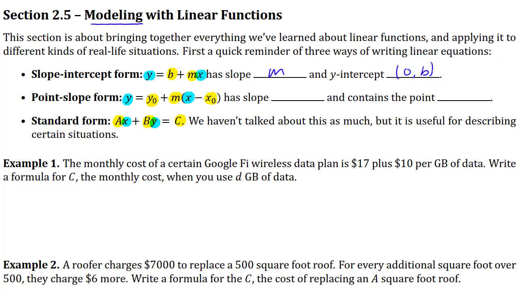With point-slope form, the slope is m, because if you distribute that m, you would still get m times x. So the slope is still m, but if you plug in x equals x0, that makes this whole thing become 0, and the result for y would then be y0. So that means it has the point (x0, y0). And then for standard form, we haven't talked about this as much, but it is useful for describing certain situations that we're going to see here.